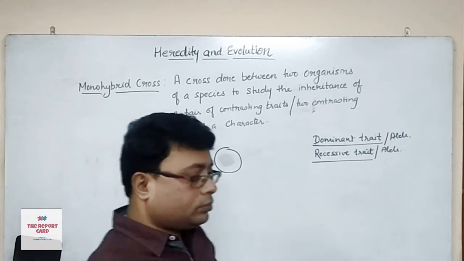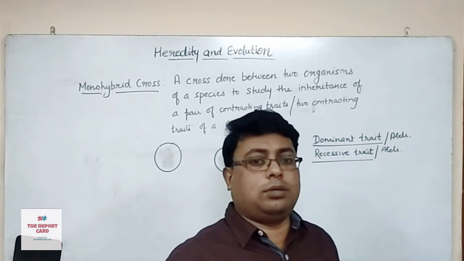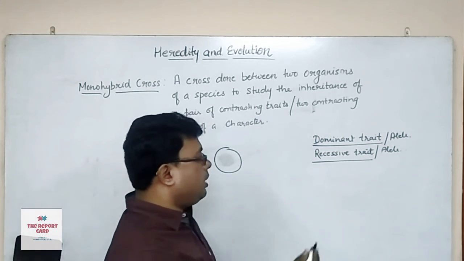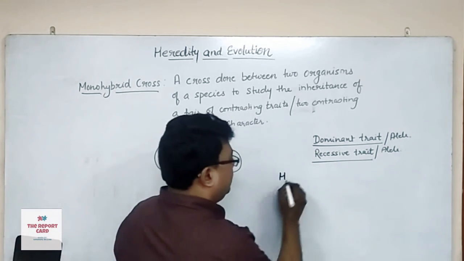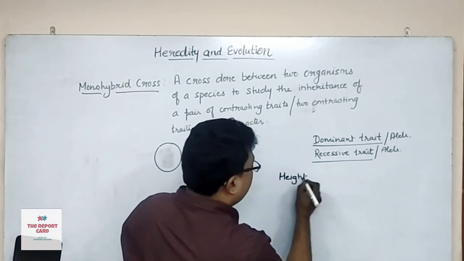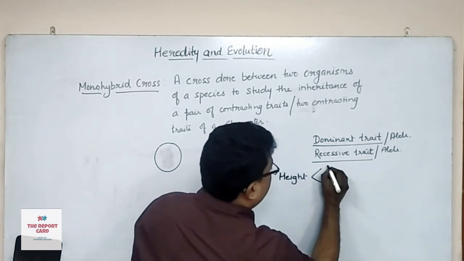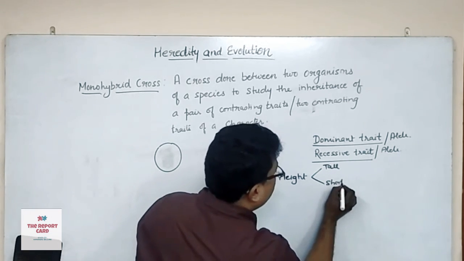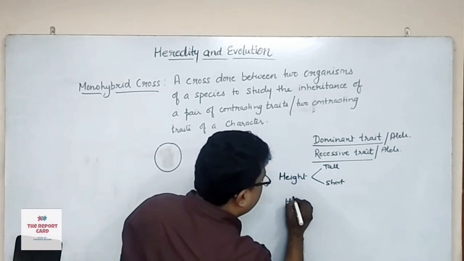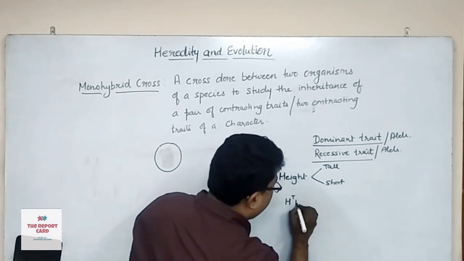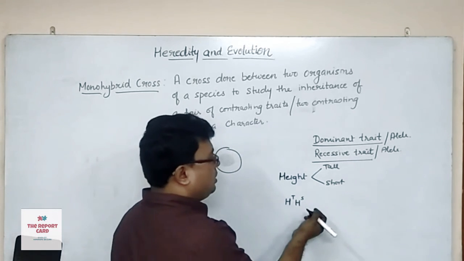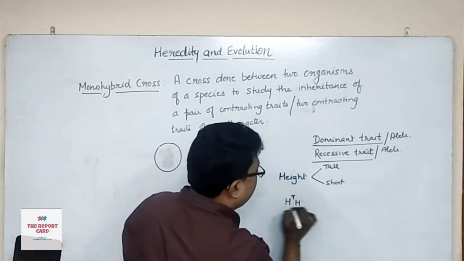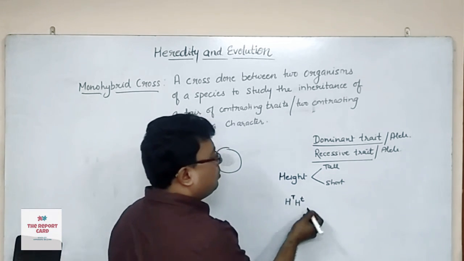Like for example, in IGCSE, I am also teaching the IGCSE board. There usually a trait is, for example, height is a particular character, and it has two traits. One is tall and the other is short. So you can express it like this: H and T, and H and S. Or you can express it as H capital T, that would depict tallness, and H small t, that would depict shortness.